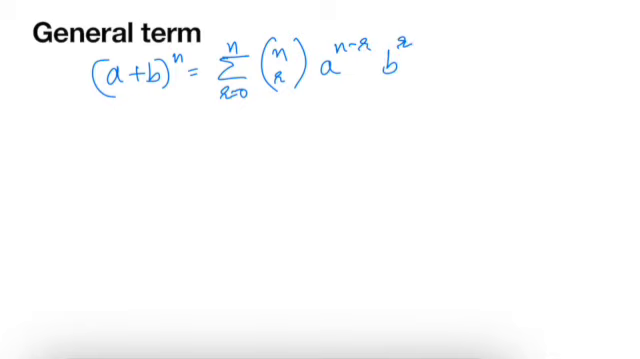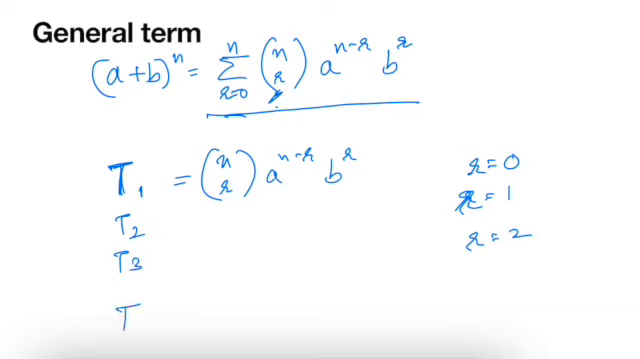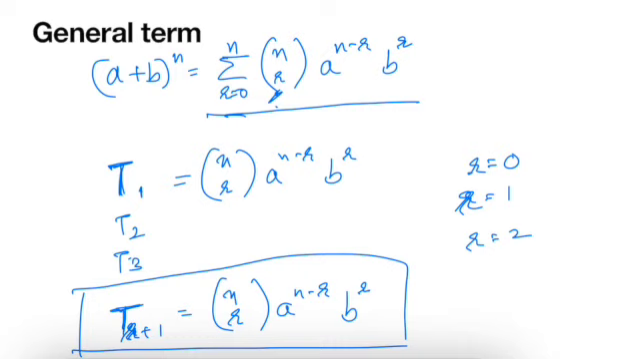So if you want to find a particular term in this expansion, how do we do it? You can say any term is a to the power n minus r, b to the power r. But what term is that? When r is equal to 0, because it starts from r equal to 0, you get term 1. When r is equal to 1, you get term 2. When r is equal to 2, you get term 3. So we can generalize this and say T r plus 1 will give you any term that you want in a binomial expansion.